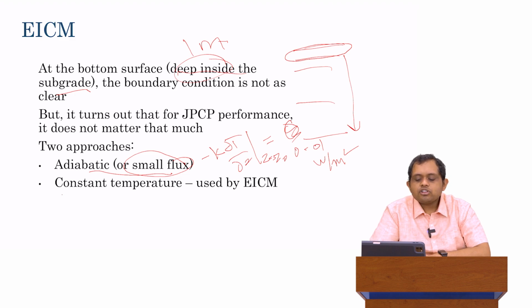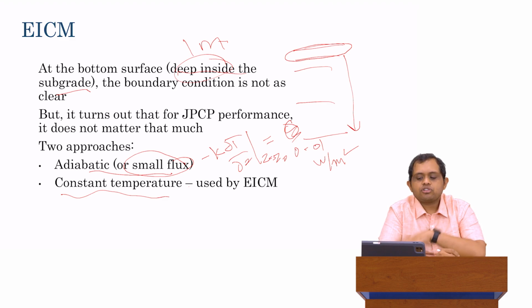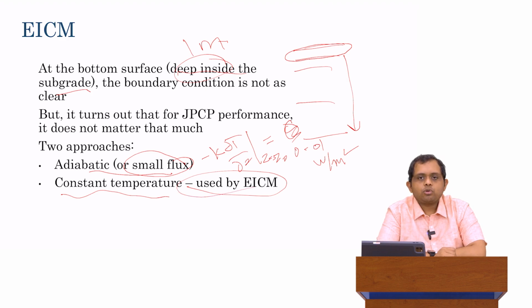The second assumption is the constant temperature assumption, that deep into the pavement, you assign some constant temperature. This is the approach which is used by the EICM. And what is that temperature? There are good reasons on why this is correct, but they assume that constant temperature is the average annual air temperature. We say that very deep into the ground, the temperature of the ground is constant, and that temperature is equal to the average annual air temperature.